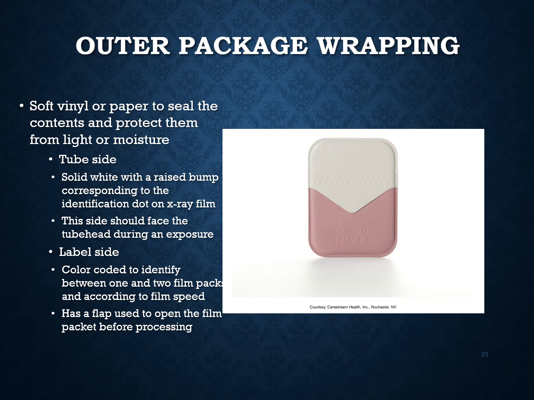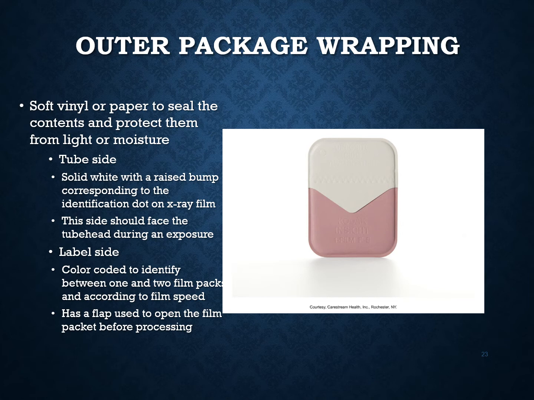So if you're looking down the film holder and you're looking at the film as if you were the tube head, then you would see just a solid white color. The other side is the label side, and it is color coded to identify if there is one or two films inside the package, and it is according to film speed.